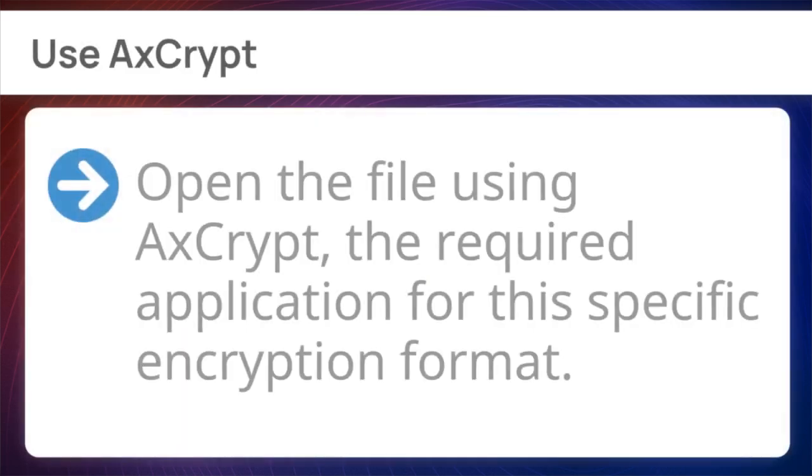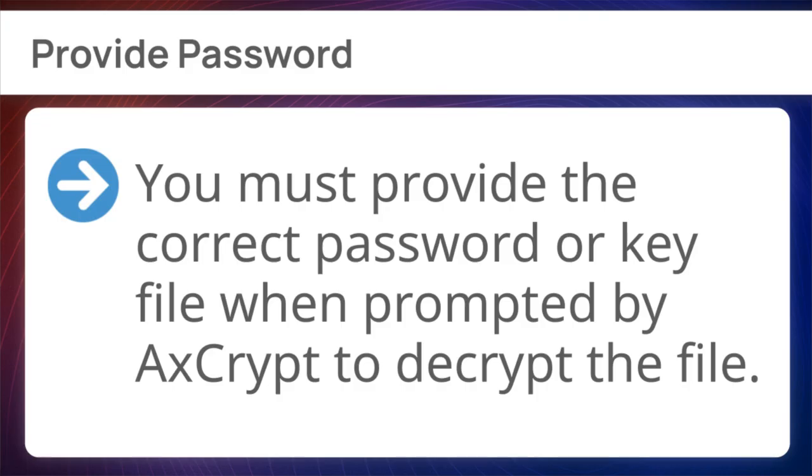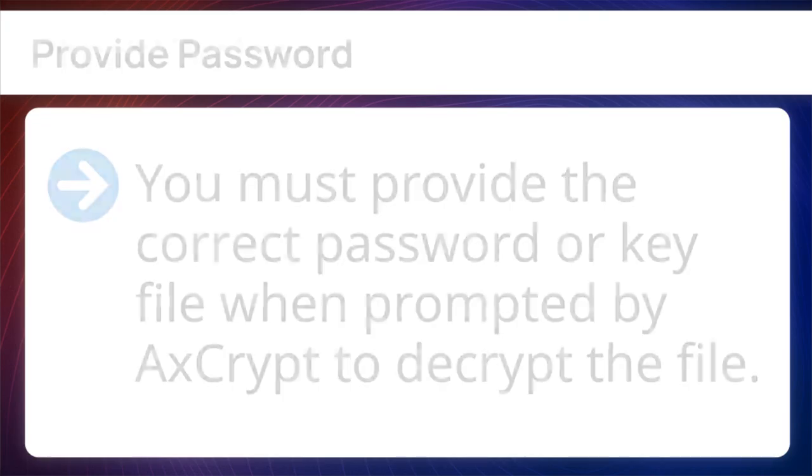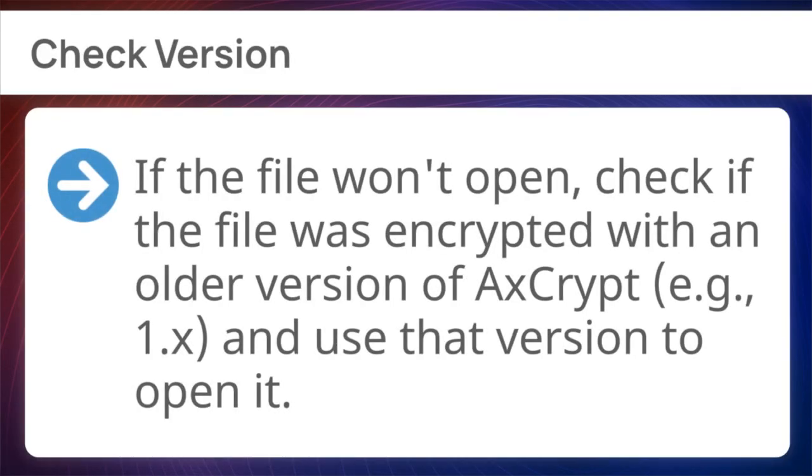First, use AxCrypt. Open the file using AxCrypt, the required application for this specific encryption format. Next, provide password. You must provide the correct password or key file when prompted by AxCrypt to decrypt the file. Finally, check version. If the file won't open, check if the file was encrypted with an older version of AxCrypt, e.g. 1.x, and use that version to open it.